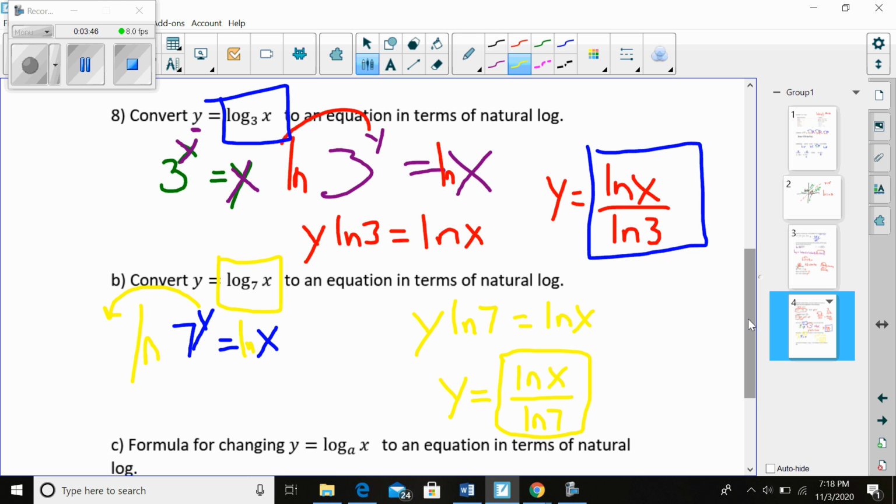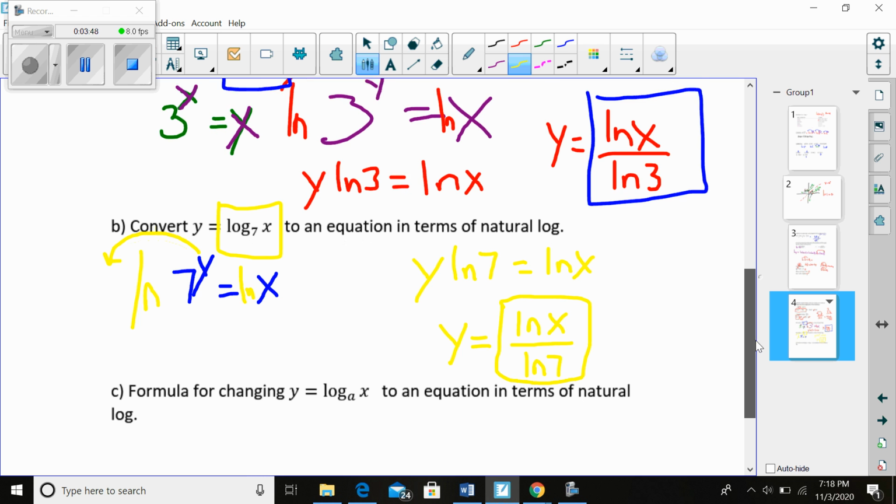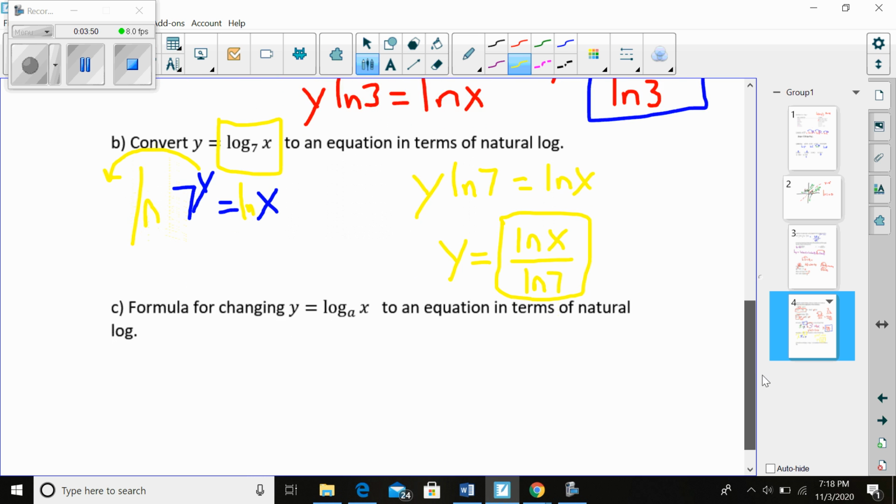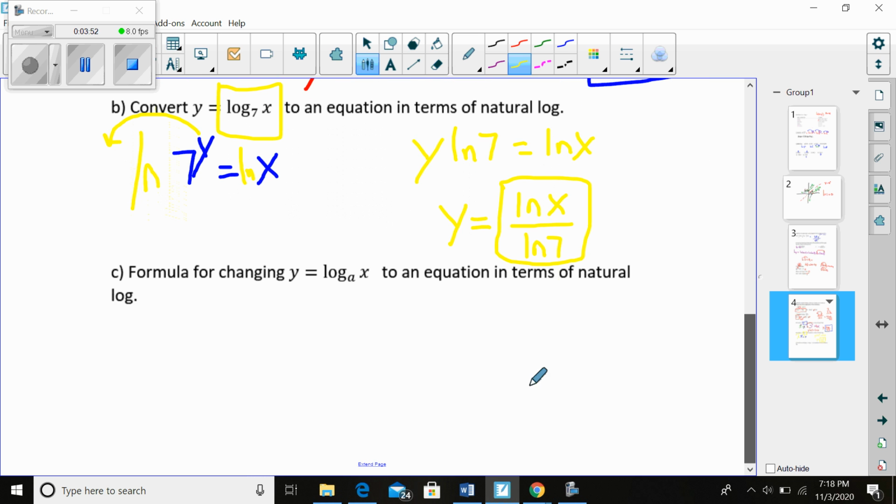Okay, and then letter C just asks you to write this into a formula. So why don't you try that? What would the formula be for changing log base anything? Here they're calling it base A. Changing that to natural log. All right, so pause the video for 1 minute, write down the answer, come back and check your answer, and then we can call it a day.